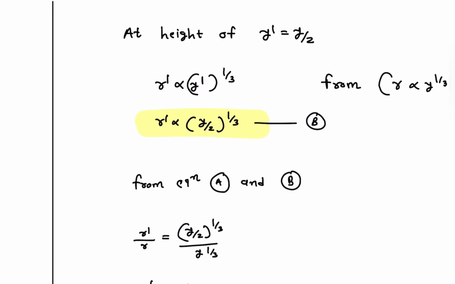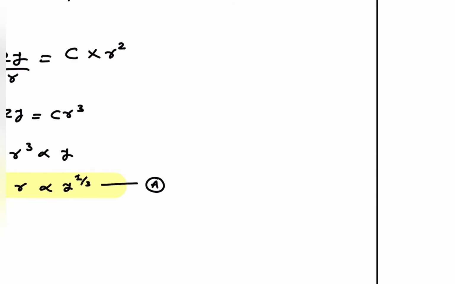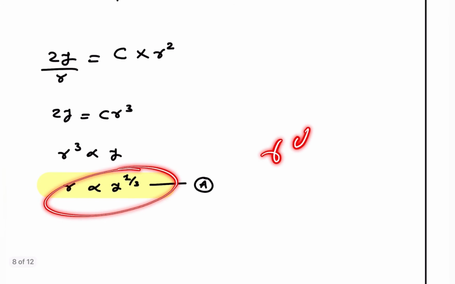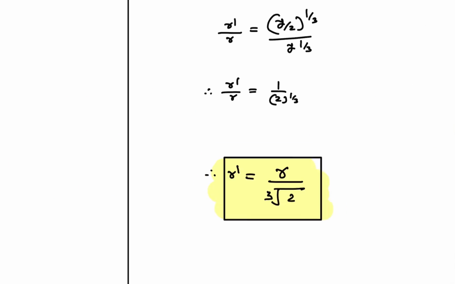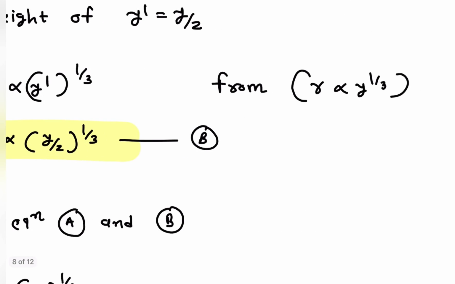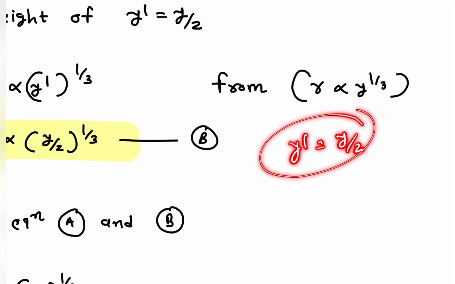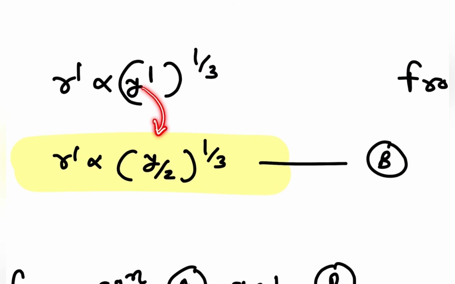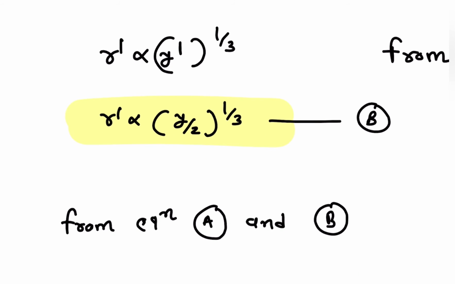Now consider the second case, at half of the height, that is y dash is equal to y by 2. r dash is proportional to y dash to the power 1/3. From equation number A, r is proportional to y to the power 1/3, so r dash is proportional to y dash to the power 1/3, and y dash is nothing but half of the initial height, that is y by 2. So in place of y dash we put here y by 2 to the power 1/3, so r dash is proportional to y by 2 to the power 1/3, that is equation number B.